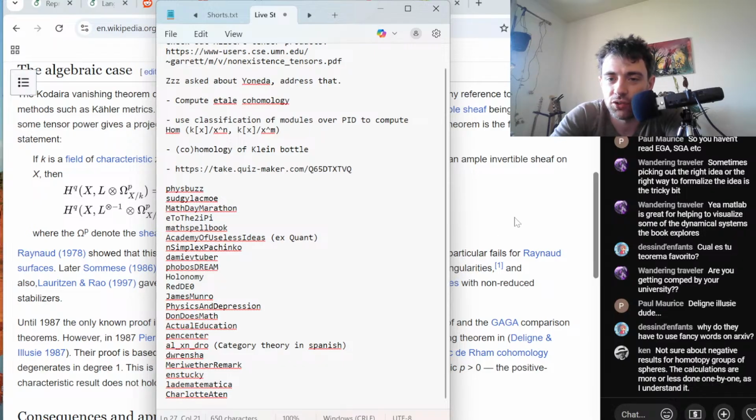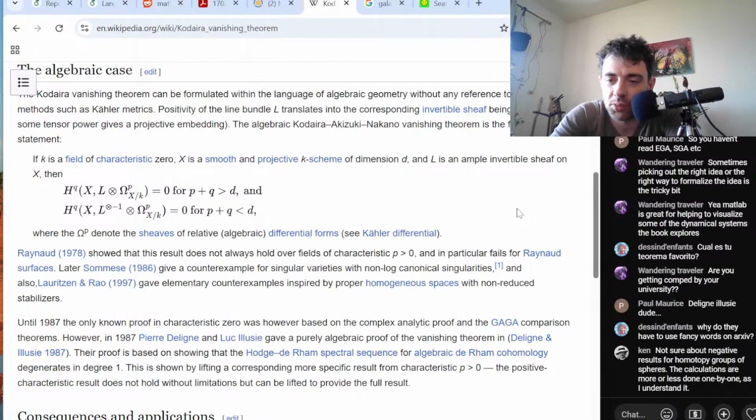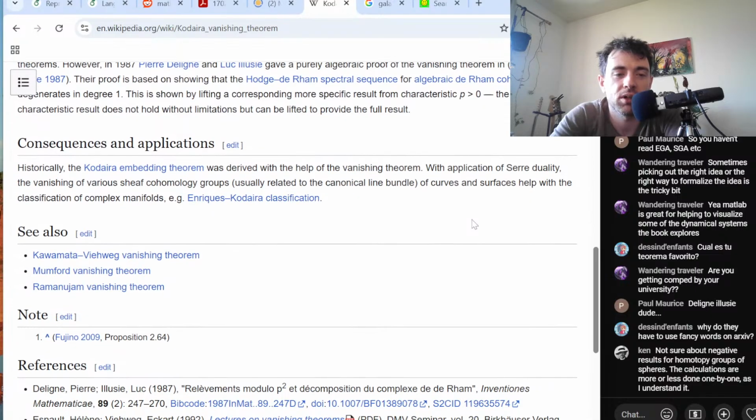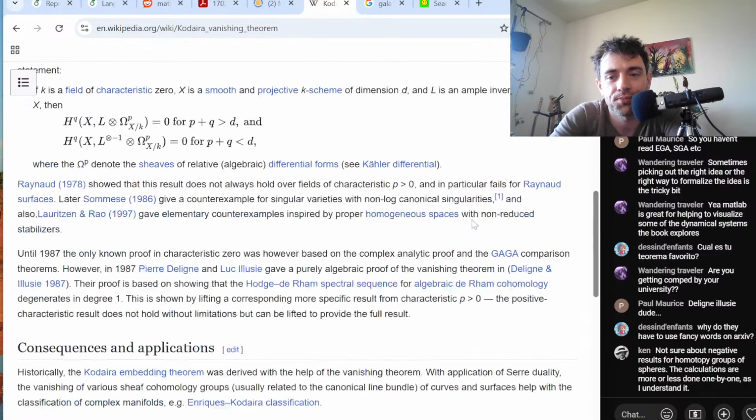Why do they have to use fancy words on archive? Because math is fancy. Not sure about negative results for homotopy groups of spheres. The calculations are more or less done one by one. Yeah, I figured. I thought maybe there would be some general things, but yeah, maybe not. It's just hard. It's just a hard problem.